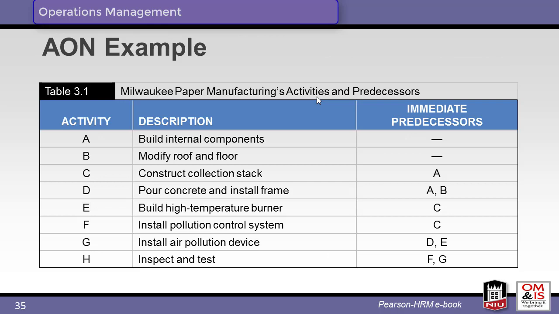Here is an example of activity on node charting in action. We start with a list of activities and their predecessors. These activities are necessary for paper manufacturing.